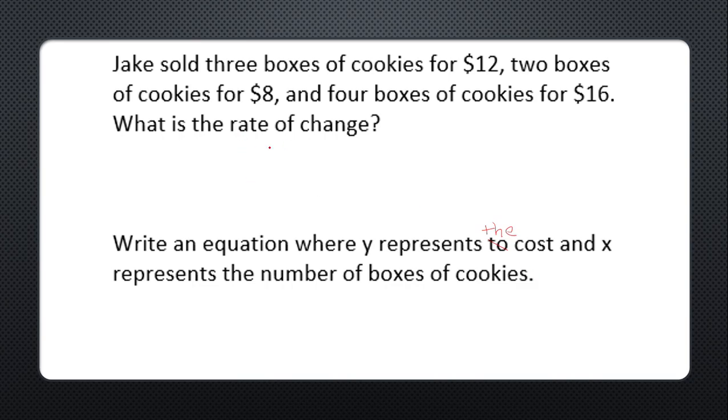All right, so we got a few things going on. First of all, we need to know what the rate of change is. Well, does anyone know? The rate of change is the same thing as the slope. So they're basically giving us some information, and from that information, we have to find what the slope is. All right, now, we're told that y represents the cost, right? So I'm going to make a little T chart here, all right? Y, that represents the cost.